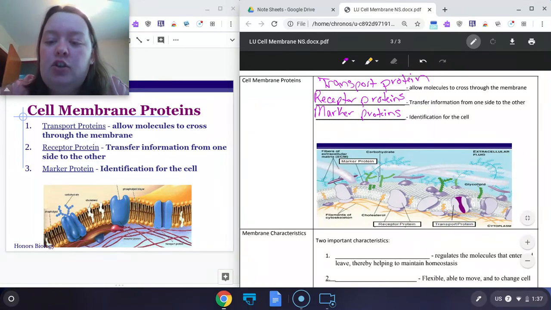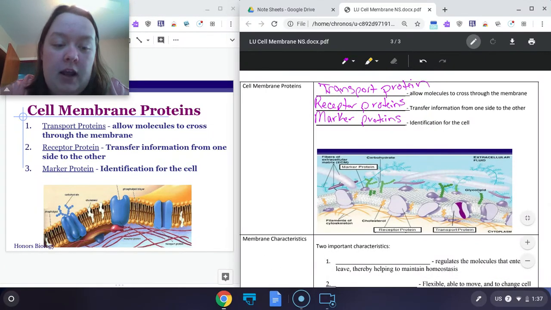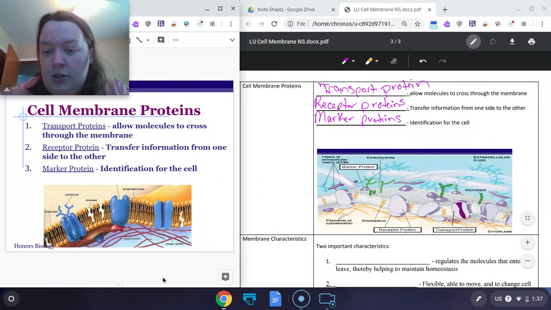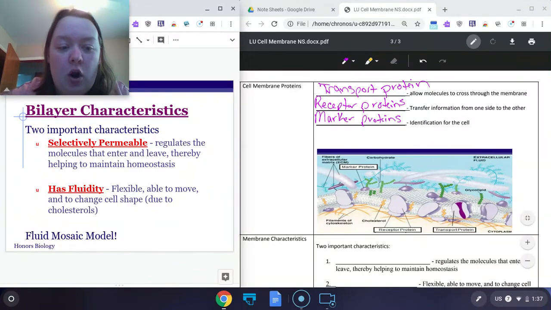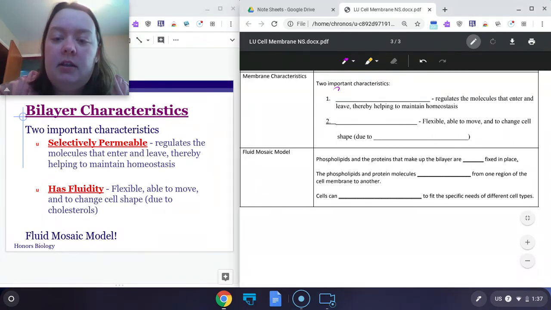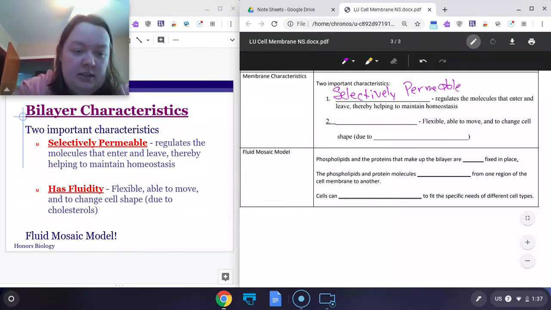One thing that I do want to mention about all of these parts, the phospholipids specifically, but also the proteins, is that this whole membrane is considered fluid, meaning things move around. The phospholipids can move around, they can flip sides. Things are constantly moving and rearranging. So that is one thing to keep in mind about all of these different parts as we go. So again, the membrane is selectively permeable, meaning it chooses what goes in and out. And this helps the cell maintain homeostasis.